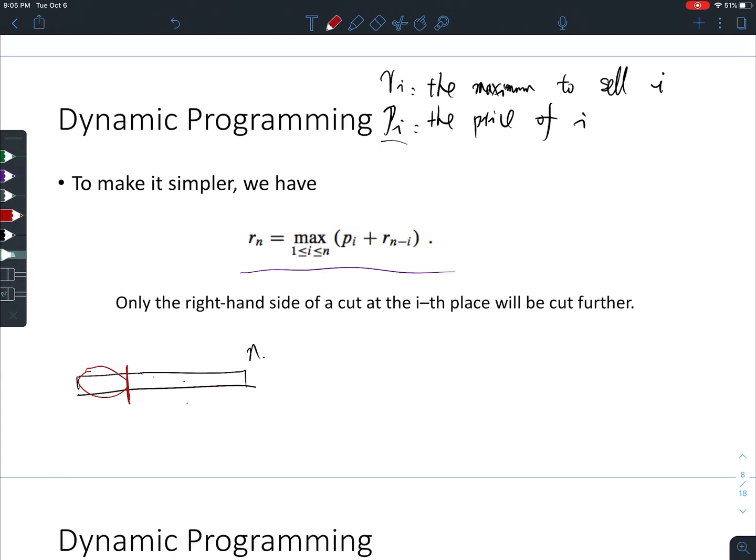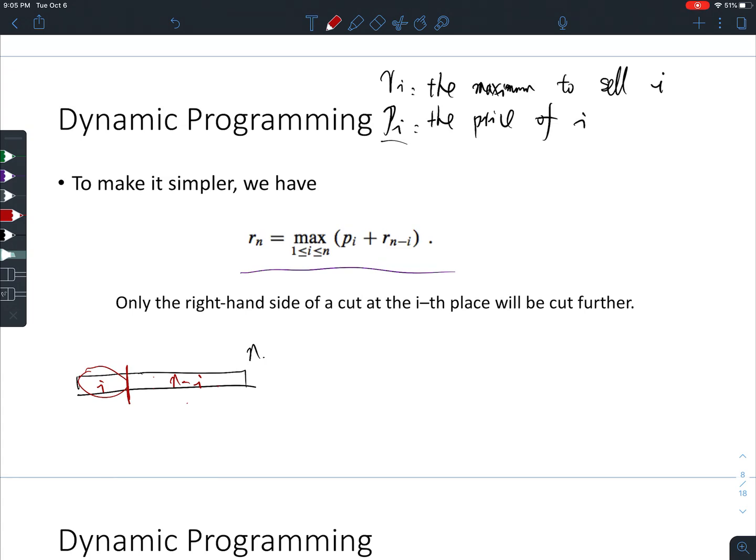Suppose we make the leftmost cut right over here, which ends up with the first part, the left part, with length i. And what about the length of the right part? Yes, its length is n minus i, because in total we have n inches, and if the left has i inches, then the right one should be n minus i inches long.